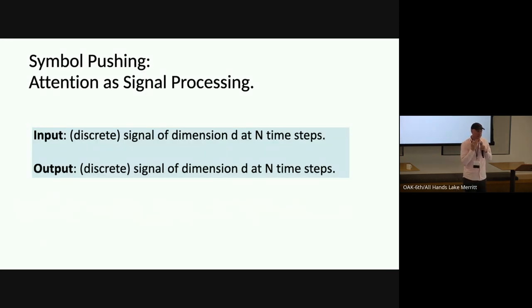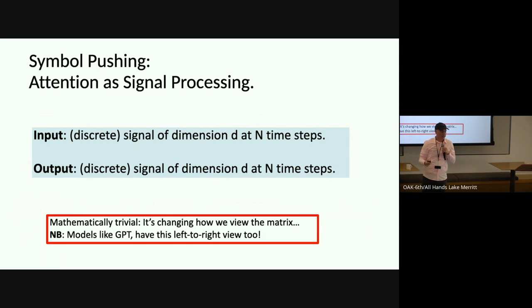All right. So the first thing about signal processing is it's super general. So we can get into signal processing with basic symbol pushing. We do nothing interesting. We just think that the input is a signal of dimension D that we sampled at n steps, okay? And the output of this MHA layer is a signal that we sampled at n steps, okay? So it's mathematically trivial. It has a bias that there's time flowing left to right, which feels like GPT, so that feels kind of nice. But so far we've done nothing. So why did we do this at all?